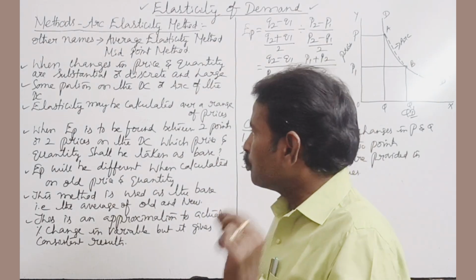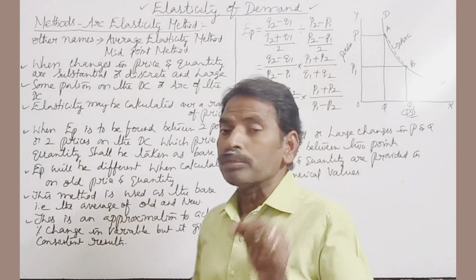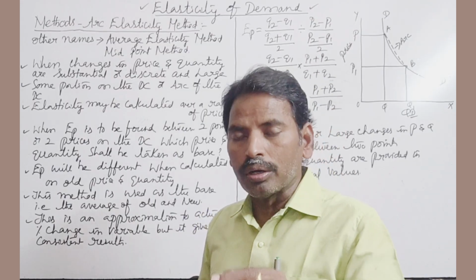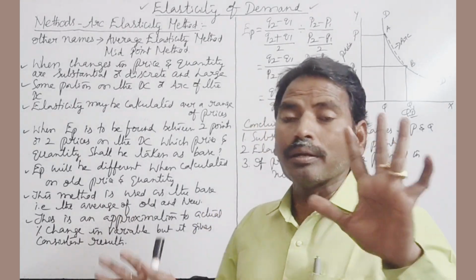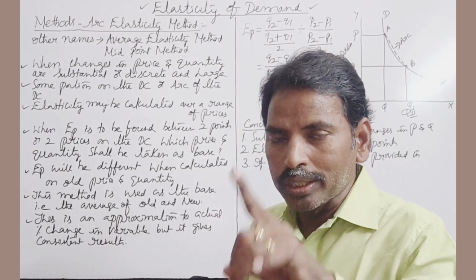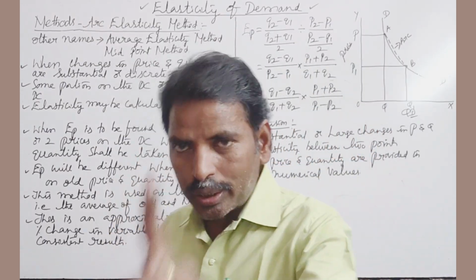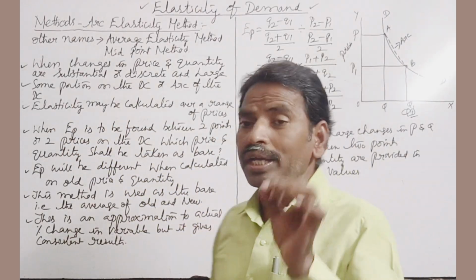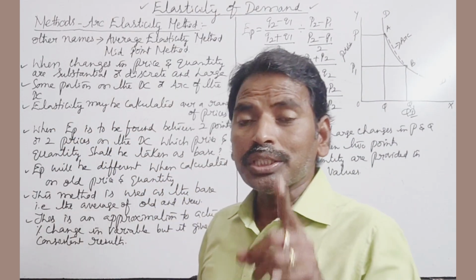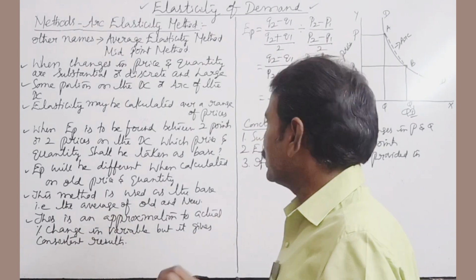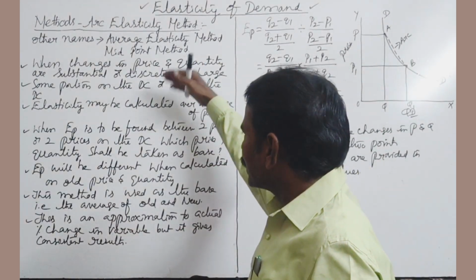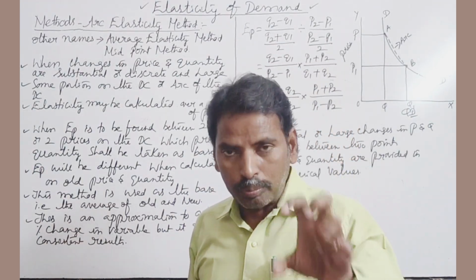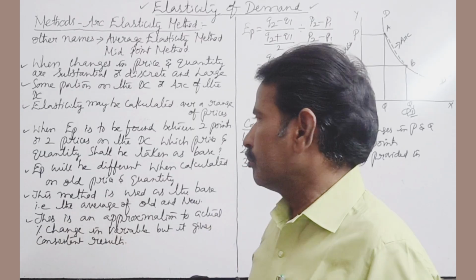The second case is some portion on the demand curve, or arc of the demand curve. To measure price elasticity of demand, the arc method is applied. The third is that elasticity may be calculated over a range of prices. So in these three cases, to measure price elasticity of demand, the arc method is applied.